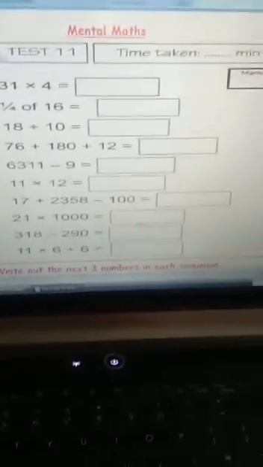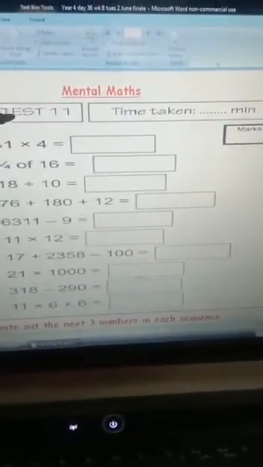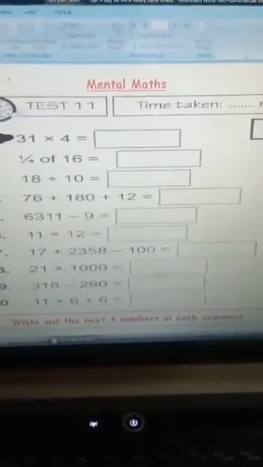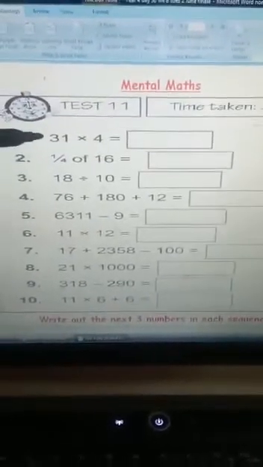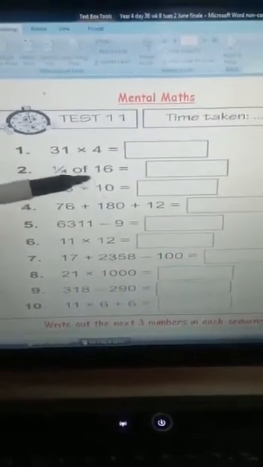We're going to kick off with some mental maths, starting off with test 11. I've got another 10 questions, see how quickly you can do that, and then you can get the answers for it. So these are a mixed bag, 31 times 4, a quarter of 16, if you can remember that is exactly as finding a quarter of 16. So you can use your division, 16 divided by 4. And the answer there, you've got division.